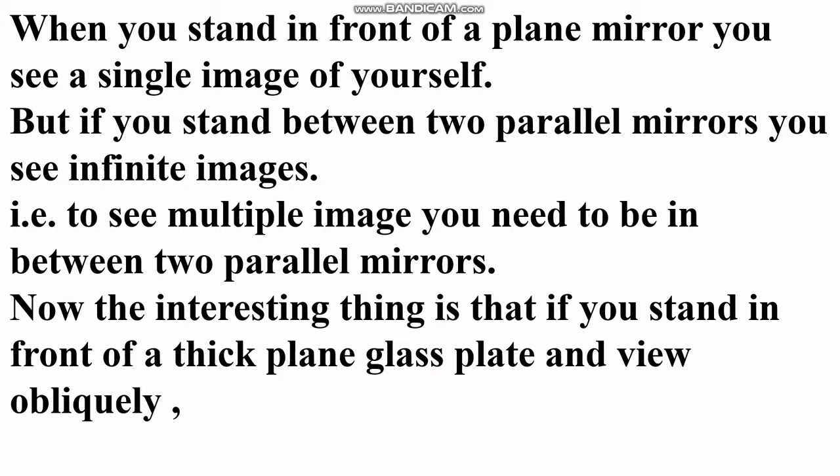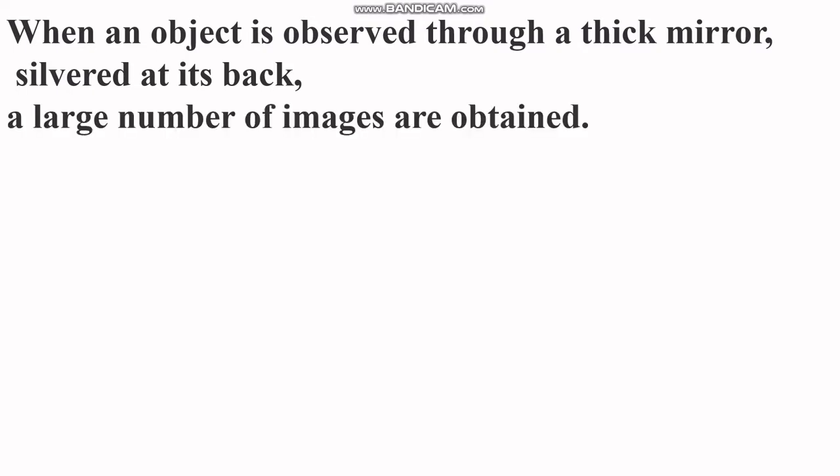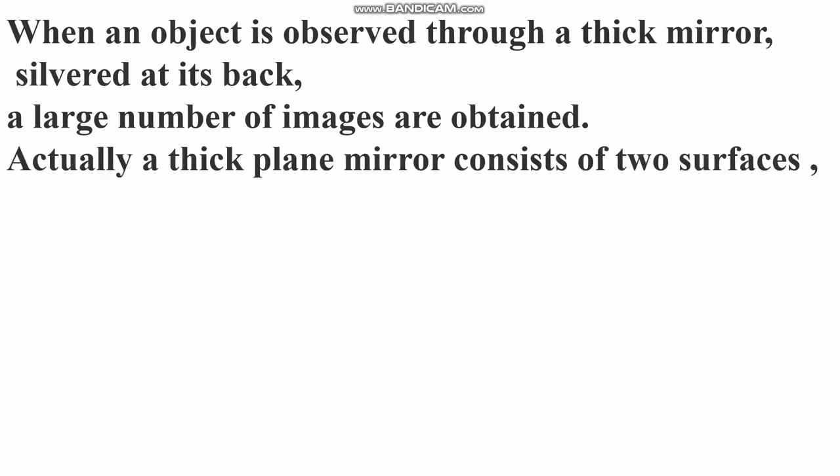Now, the interesting thing is that if you stand in front of a thick plain glass plate and view obliquely, then also you will see multiple images. Interesting, isn't it? Now, when an object is observed through a thick mirror, it is silvered at its back. A large number of images are obtained.